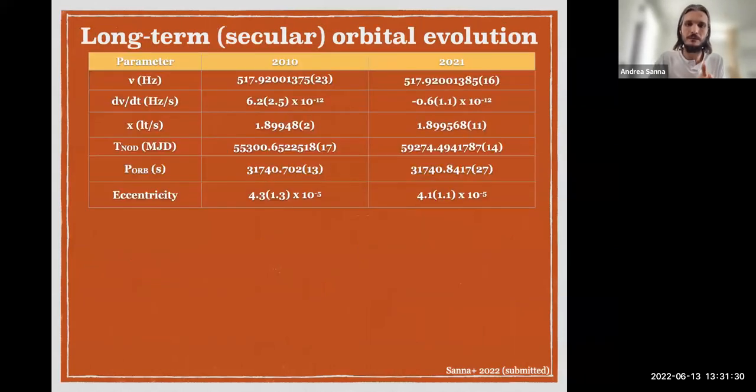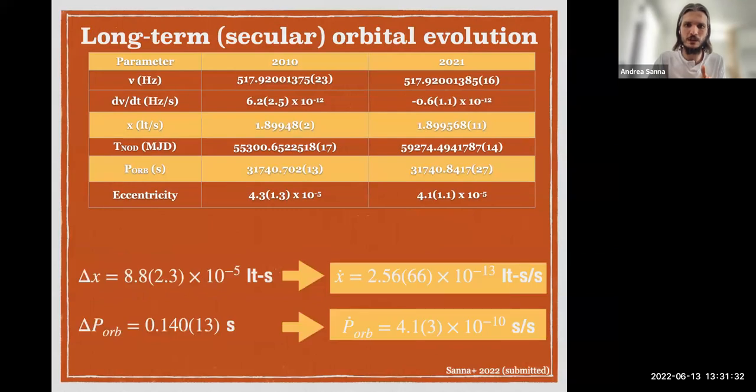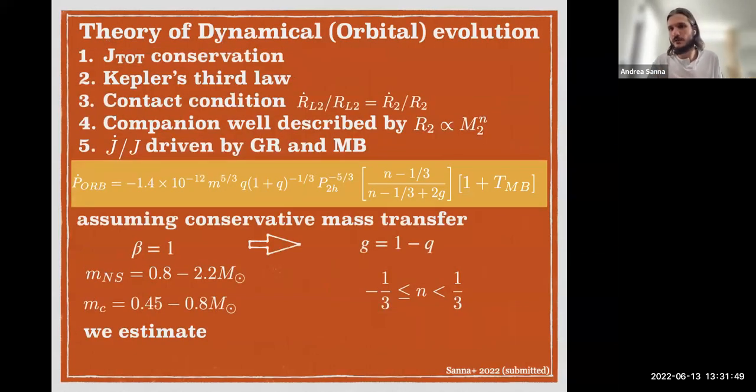If you remember the numbers that I showed you for 1808, the orbit was expanding at a rate of the order of 10 to the minus 12 seconds per second. This source is basically expanding two orders of magnitude faster, so it's 10 to the minus 10. Of course, if you cannot explain 1808 by normal transfer of matter from one side to the other, also for this case it doesn't work.